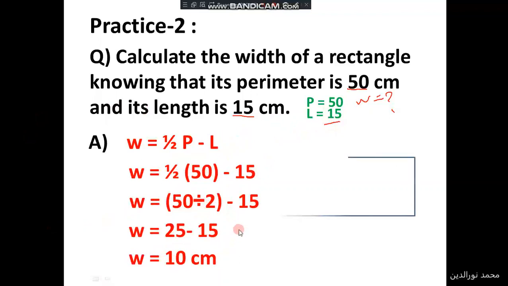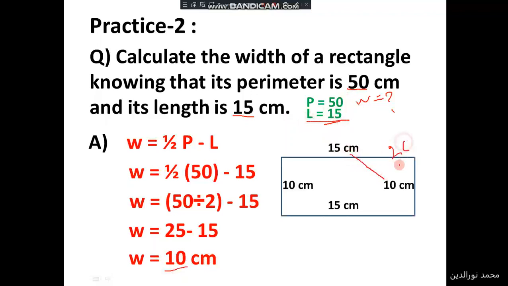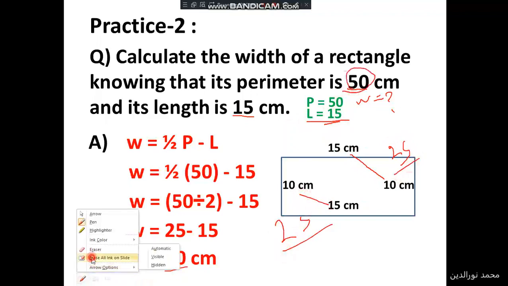To check, we draw the rectangle. The width is 10 centimeters and the length is 15 centimeters, and the perimeter must be 50 centimeters. Let's verify: 15 plus 10 is 25, and 15 plus 10 is 25. 25 plus 25 is 50. So the width is 10, and that's the correct answer.